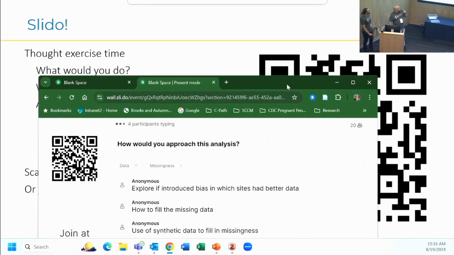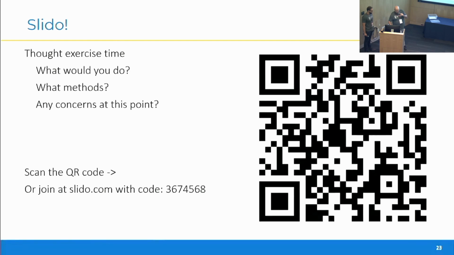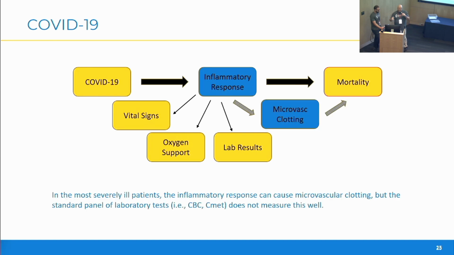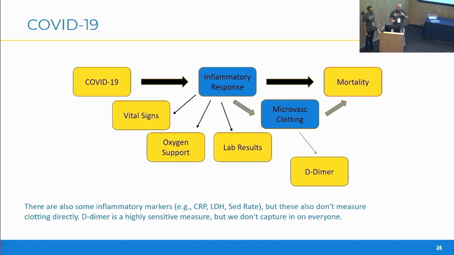In the interest of time, I'm going to pull this back over and we'll start talking a little bit. So the inflammatory response is the primary driver for how COVID kills you. For those patients that are more severe, however, there's also microvascular clotting. And there are certainly lots of ways to measure this, but we don't capture this data on every patient. And those of you that are clinical probably already know where I'm going. But one of the tests that we use is a D-dimer. And we're specifically going to talk about D-dimer for this exercise.